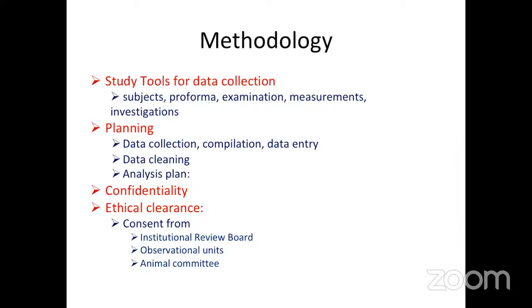And there has to be proper planning, like how you collect the data, who is going to collect the data, who is going to maintain it, and how and where they are entered, all those things. It has to be very clearly planned beforehand. This I'll be dealing with in the subsequent slides also. Anyways, there are two important things which you need to understand. One is the data cleaning and analysis plan, which I'll be discussing in the subsequent slides as well.